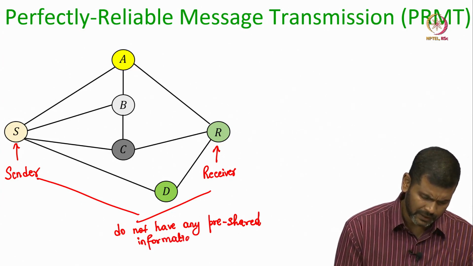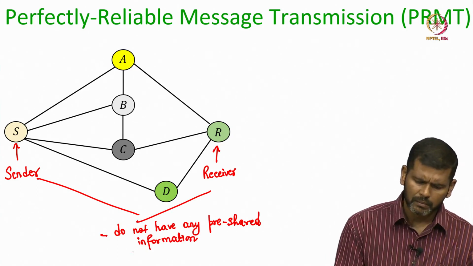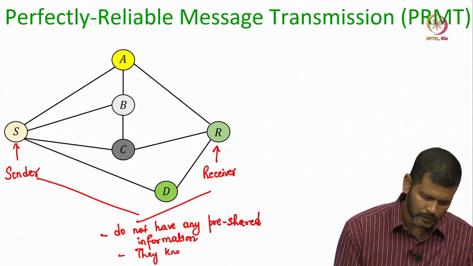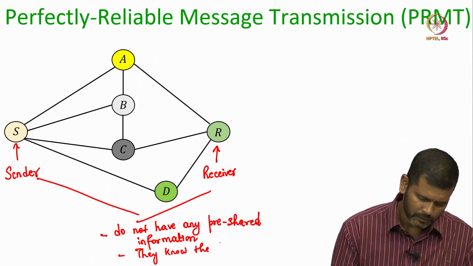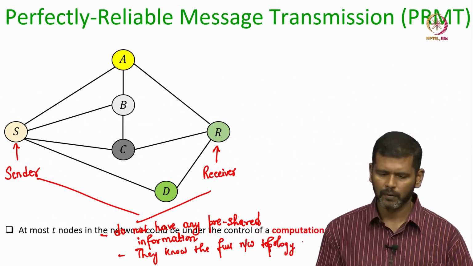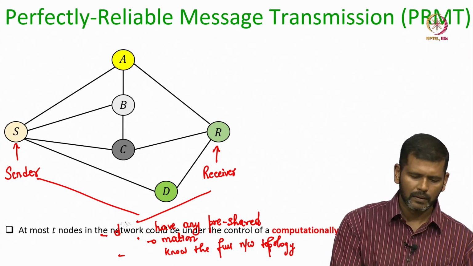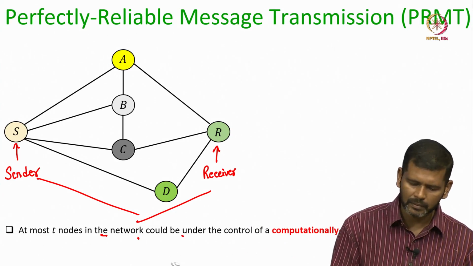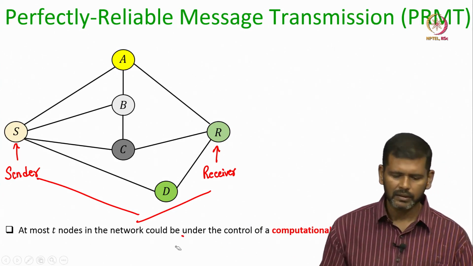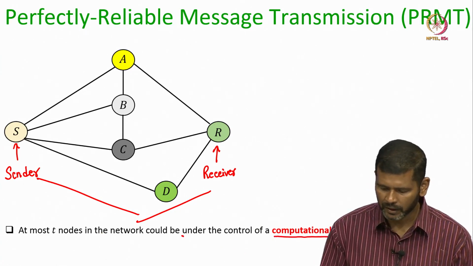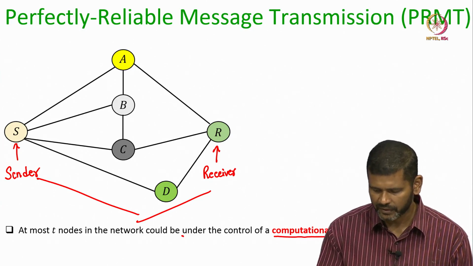They do not have any pre-shared information, but they know the full network topology. Okay. Also, it is guaranteed that apart from the sender and the receiver, up to T nodes in this network could be under the control of a computationally unbounded Byzantine adversary.